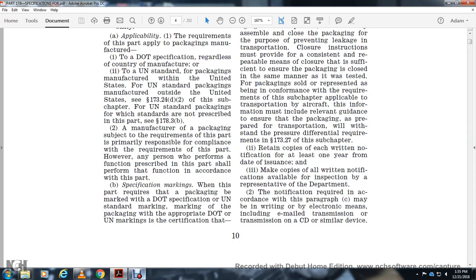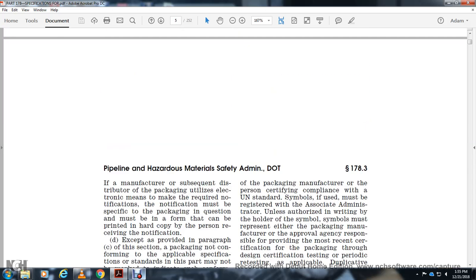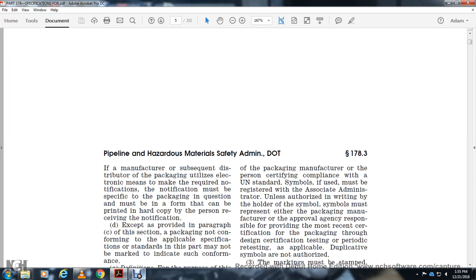Retain copies of each of the notifications for at least 1 year from the date of issuance. Make copies of all written notifications available to the inspection representative of the department. The notification required in accordance with paragraph C may be provided by electronic means, including email transmission, CD, or other device. If the manufacturer subsequently distributes the marking electronically, no further notification is required. Packaging information must be in a form that can be printed in hard copy by the person receiving the notification.